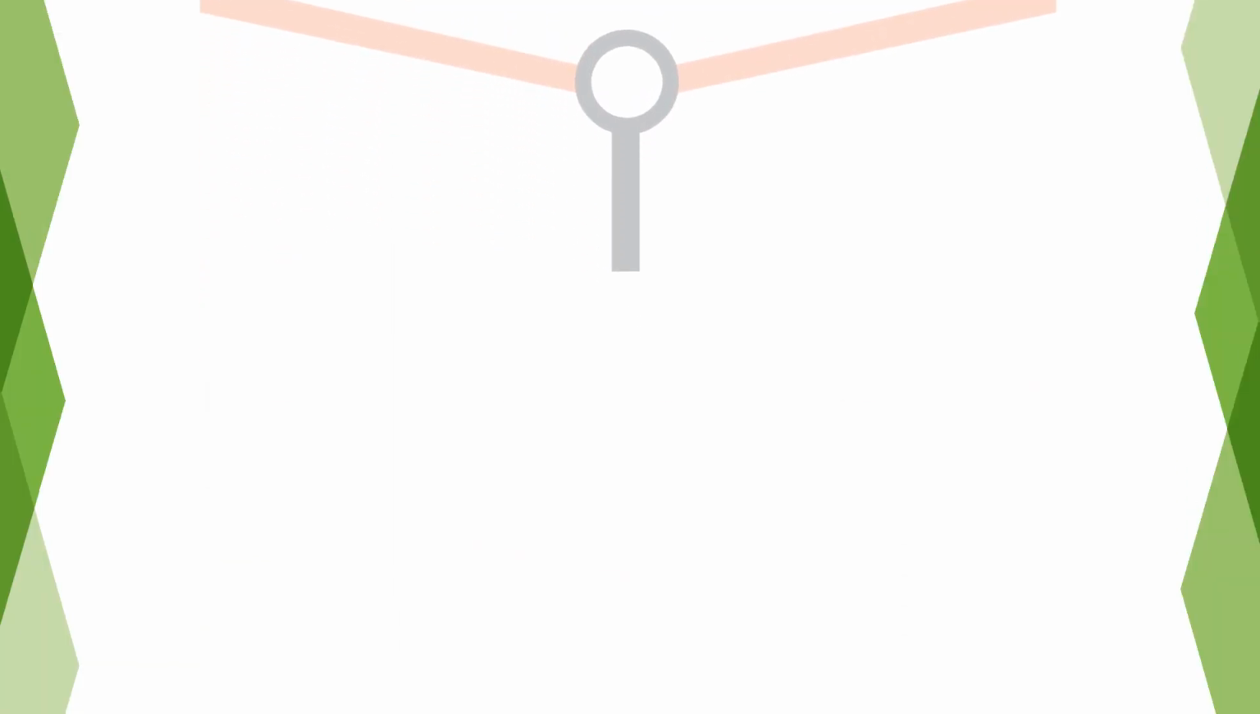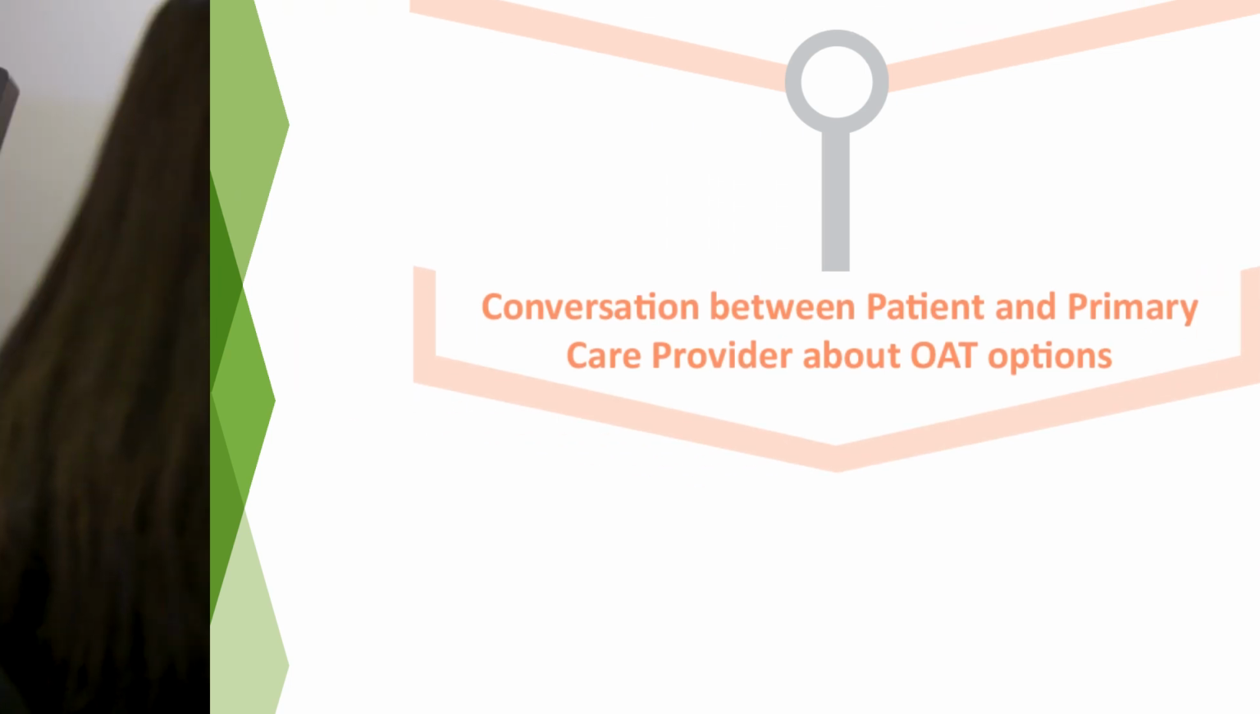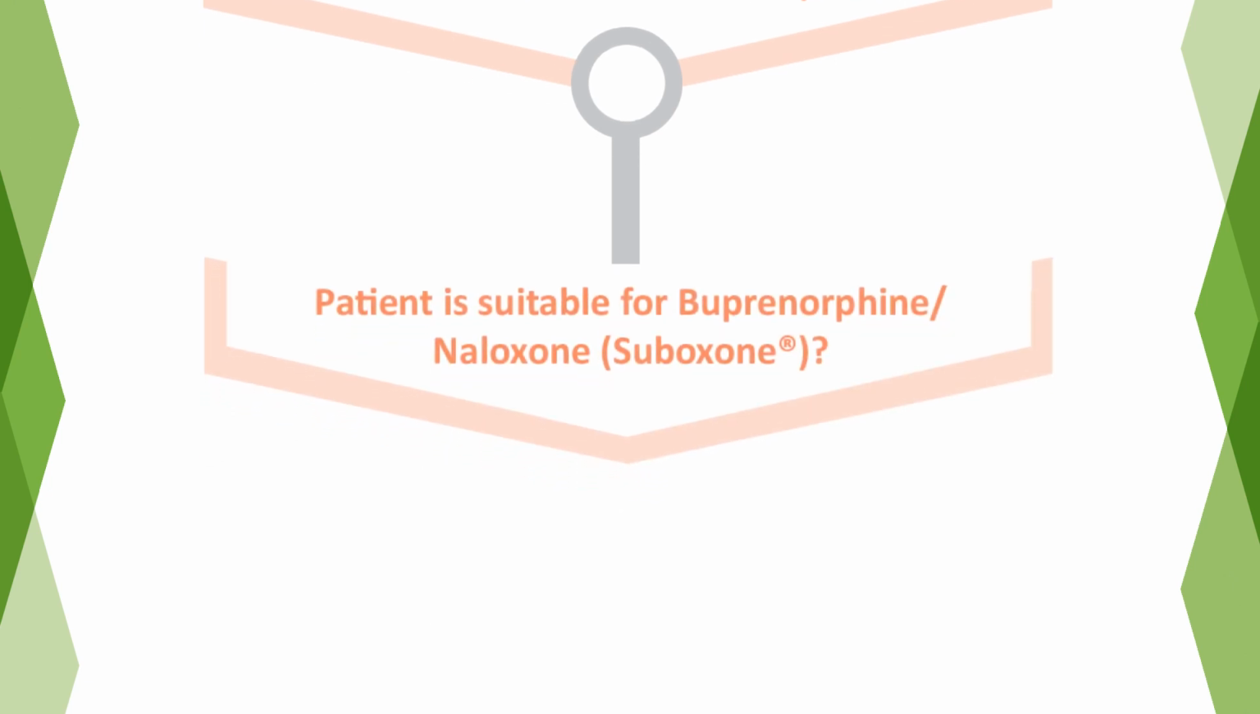It is important to provide education and discuss each OAT option with patients. This conversation could include topics like dosing requirements, potential side effects, and the commitment level required for each. The toolkit includes links to patient education resources about Suboxone that you can give to the patient to support this discussion. If the patient is not suitable for Suboxone in a primary care setting, but is interested in trialing the medication, there are alternate OAT treatment options provided in the toolkit.